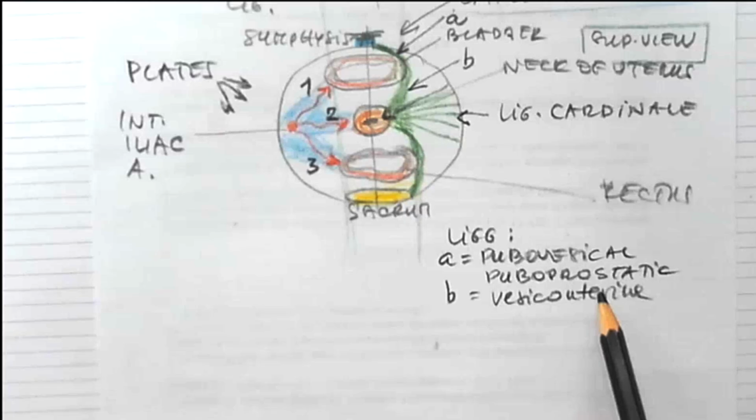So 1, 1, 2. Good. The first one is called simply prevesical space with 2 dots, retrovesical space with 1x, pararectal on sides, and with 2x this is retrorectal.